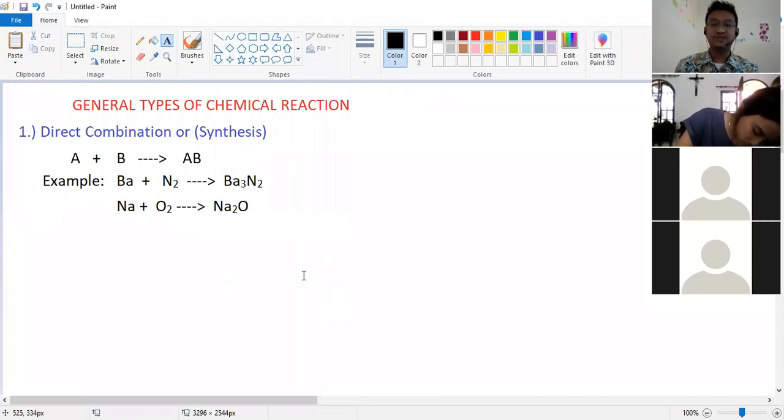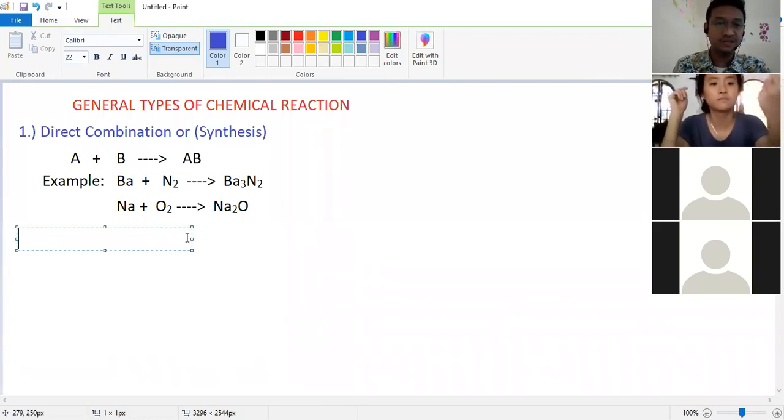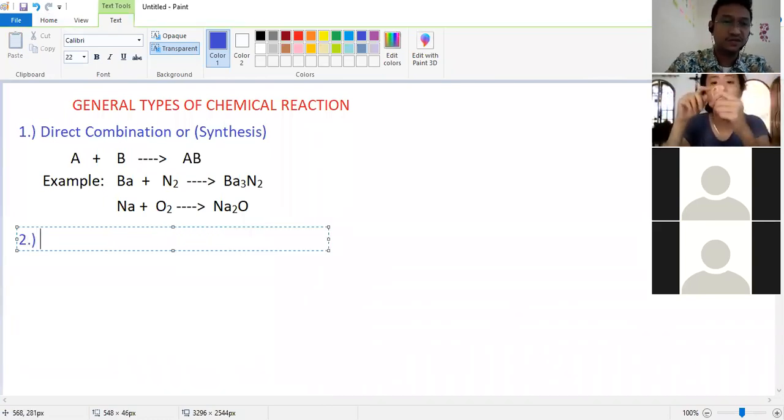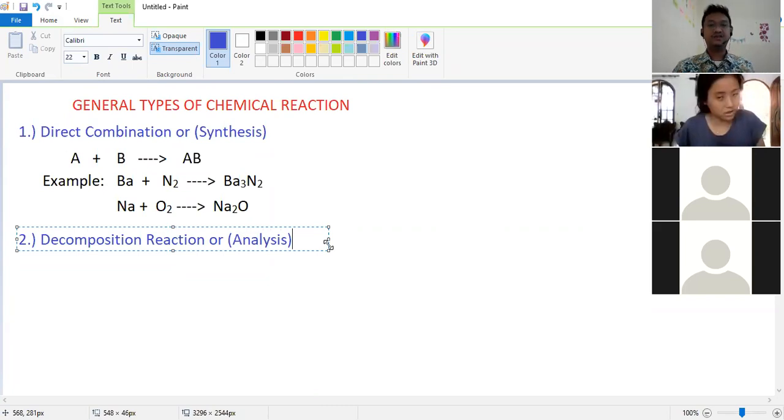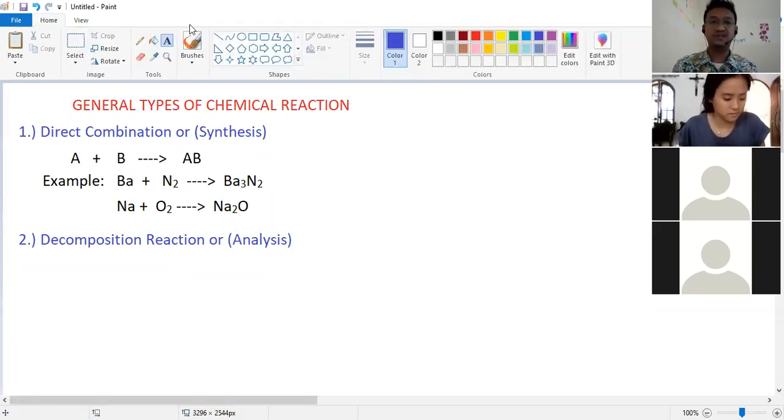Is there any question regarding this type of chemical reaction? Shall we proceed now to the next? Yes, proceed. Okay, so let's proceed to the second one. The second one is called decomposition reaction, also known as analysis. So what is this decomposition reaction or analysis? Let me show you the pattern of how this reaction works.